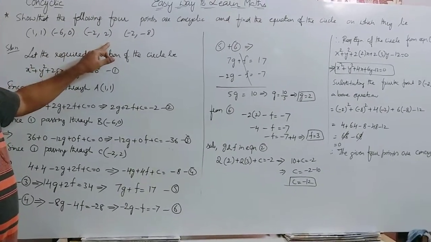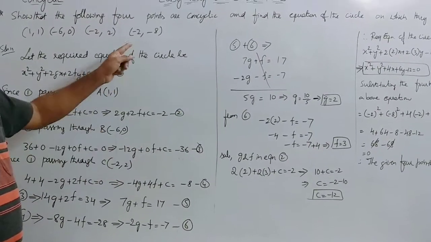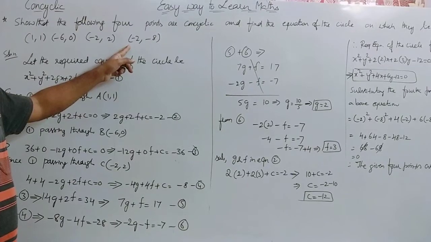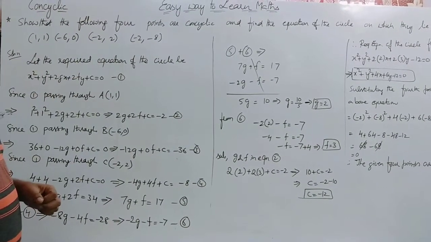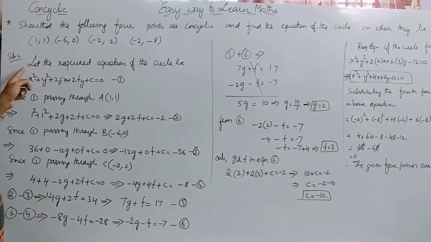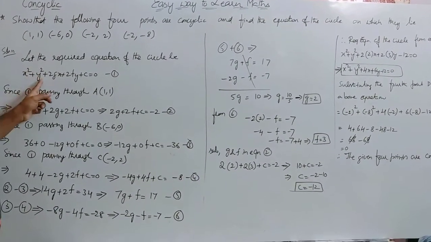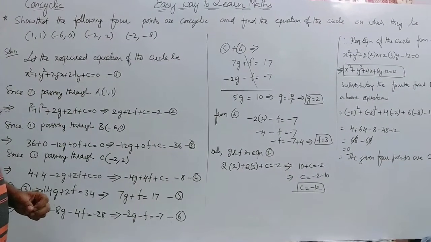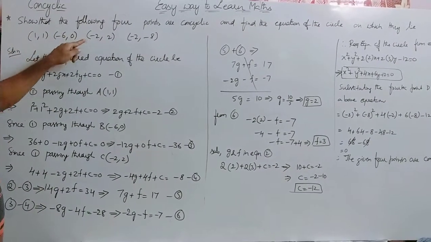Then afterwards, after finding the equation of the circle, we simply have to substitute the 4th point on that circle. If it satisfies, then the given 4 points are concyclic. Now let us follow the procedure. Let the required equation of the circle be as usual x square plus y square plus 2gx plus 2fy plus c equal to 0. Then since it is passing through first 3 points A, B and C, let us substitute the points here.